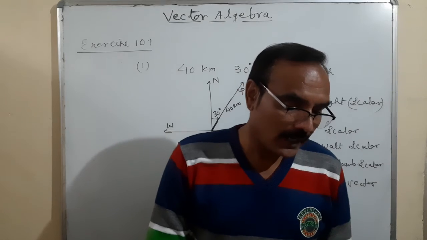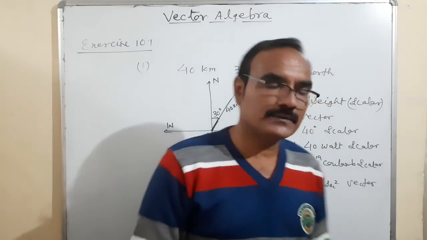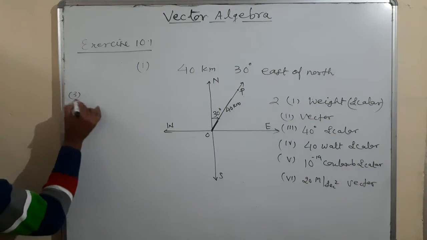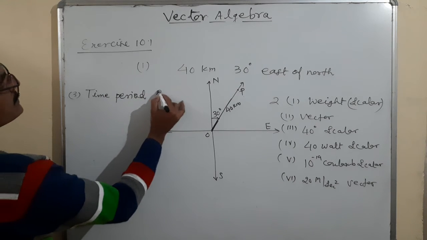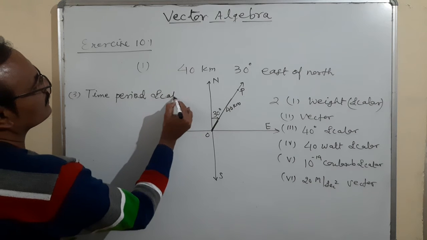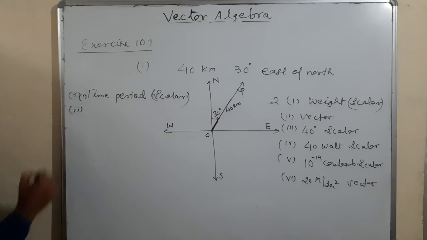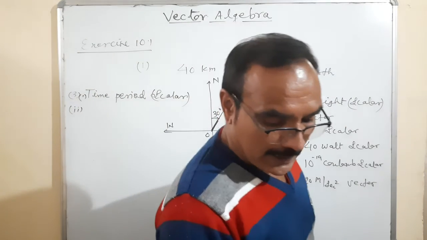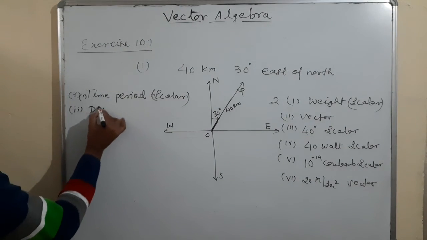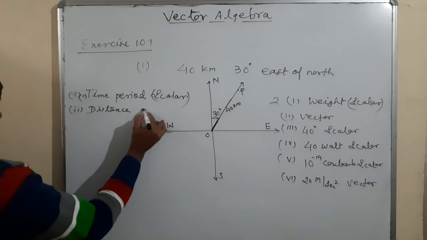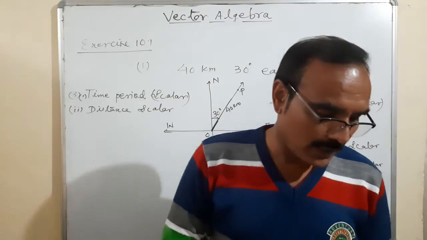Number 3, classify the following as a scalar and a vector quantity. Same type of question. Time period is a scalar. Okay. Second part is distance. Scalar. Person is going 10 kilometer. Scalar.